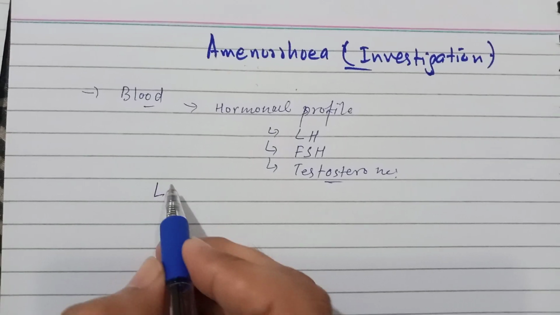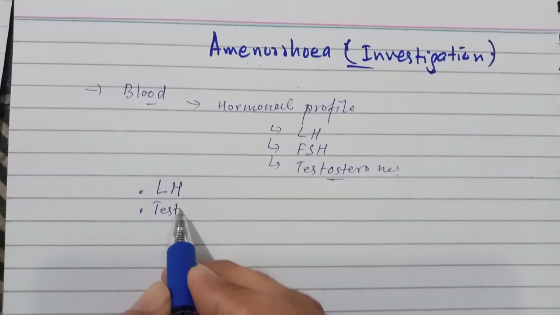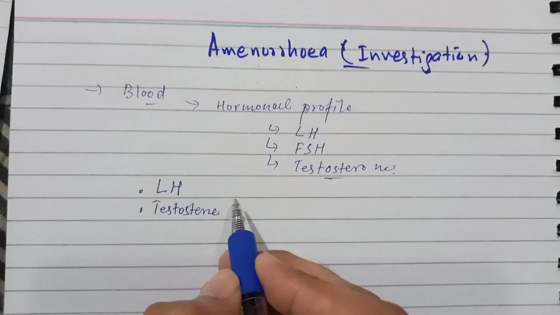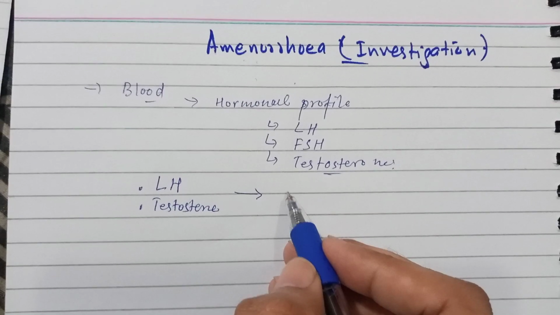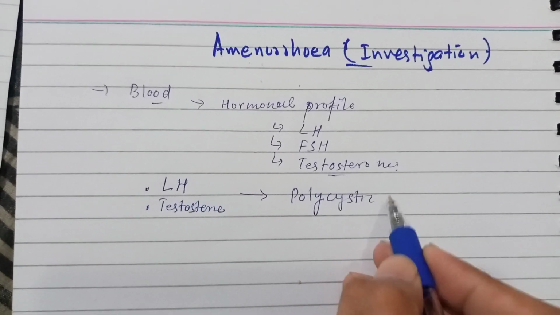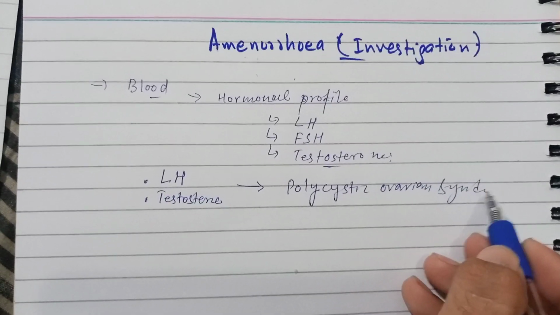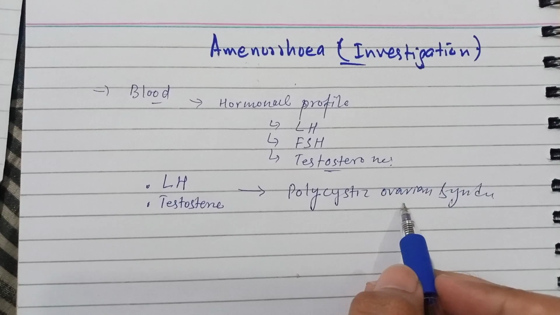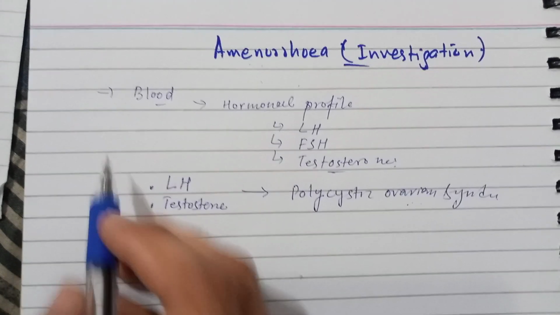So if there is luteinizing hormone and testosterone present in the blood, we have to say that there is polycystic ovarian syndrome. As I have told you, the polycystic ovarian syndrome occurs when there is a problem with the ovary.